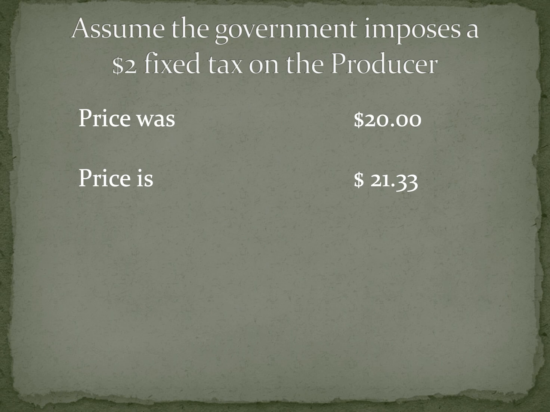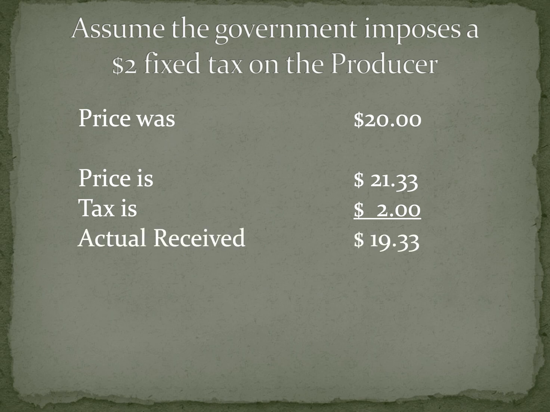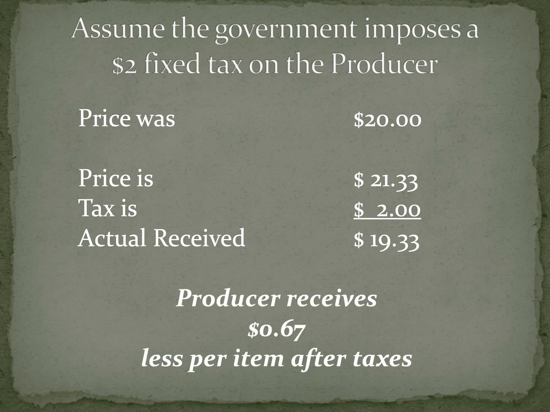All right, consider the producer. The price was $20. The price now is $21.33. However, there's a $2 tax, and they have to subtract the $2 tax and pass that on to the government. So what they get to keep is $19.33. So notice this is 67 cents less per item than before taxes. So the producer's burden due to this tax comes to about 67 cents per item sold.